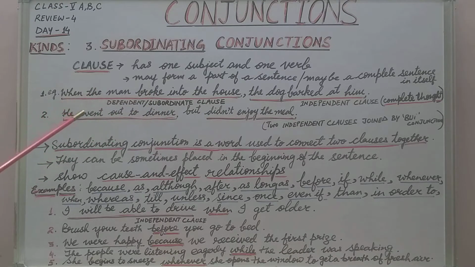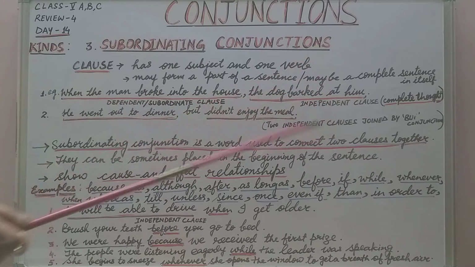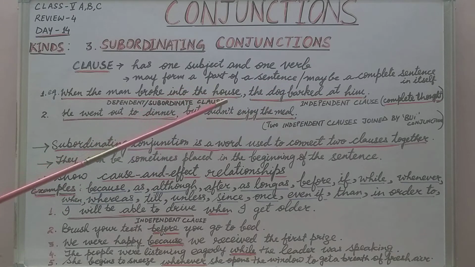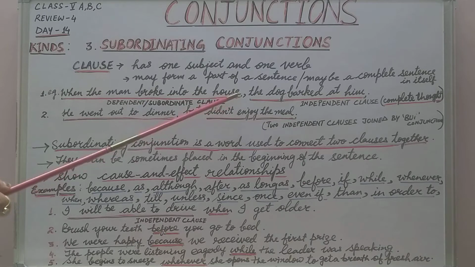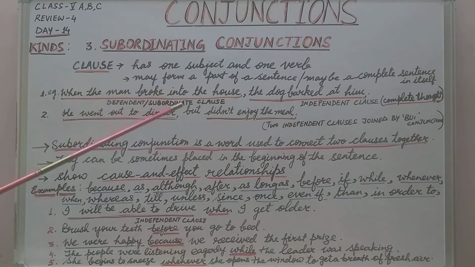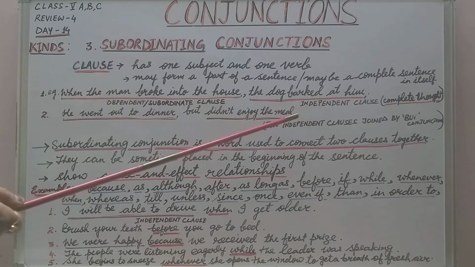Let's see the example. When the man broke into the house, the dog barked at him. Now there are two clauses. They are separated by a comma. When the man broke into the house, this is one clause. The dog barked at him is the second clause.